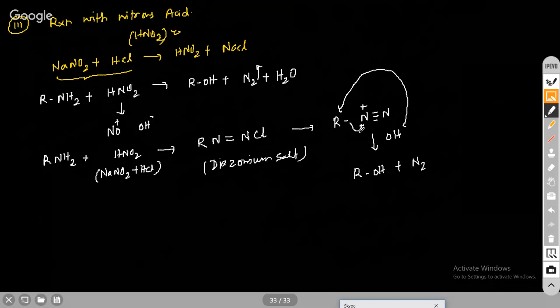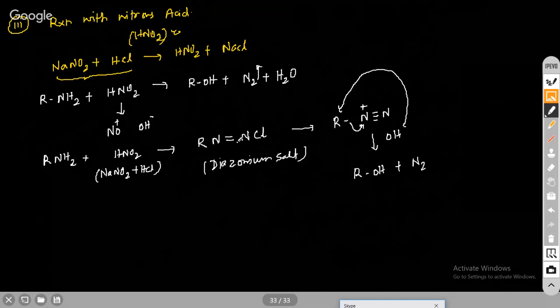So basically, this is not important. The only thing you have to keep in mind is that whatever R group you are taking here, with that only the alcohol forms. Okay, and in this reaction, hydride and methyl shifting is also possible.